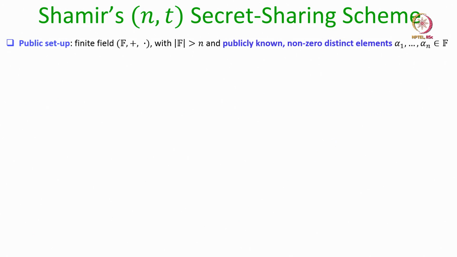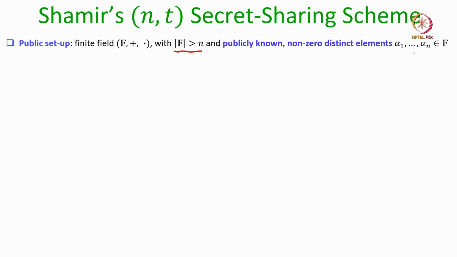So, there are many instantiations of a t-out-of-n secret sharing scheme. We will use an instantiation due to Shamir. This is called Shamir's secret sharing scheme. It works over a finite field. So, to instantiate this scheme, we will use a finite field. The field could be any finite field. The only restriction is that it should have a size of at least n plus 1, that means it should have at least n plus 1 elements.